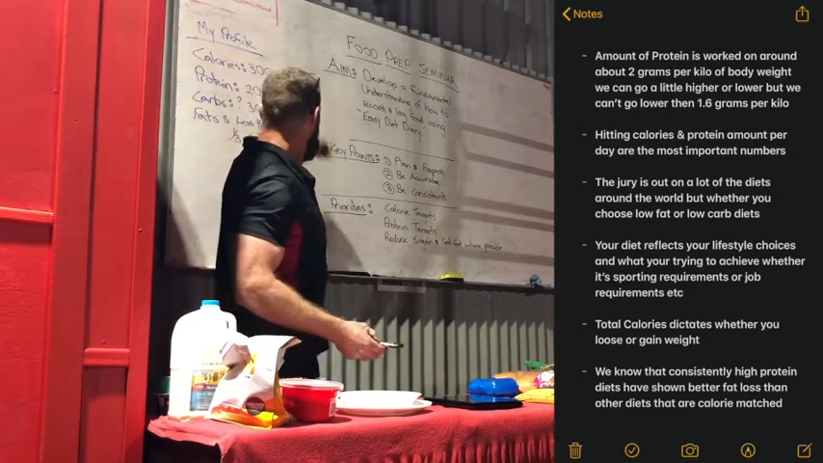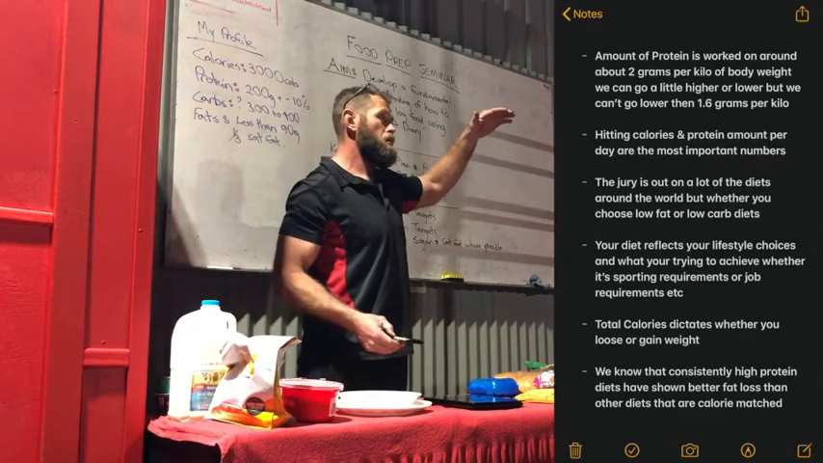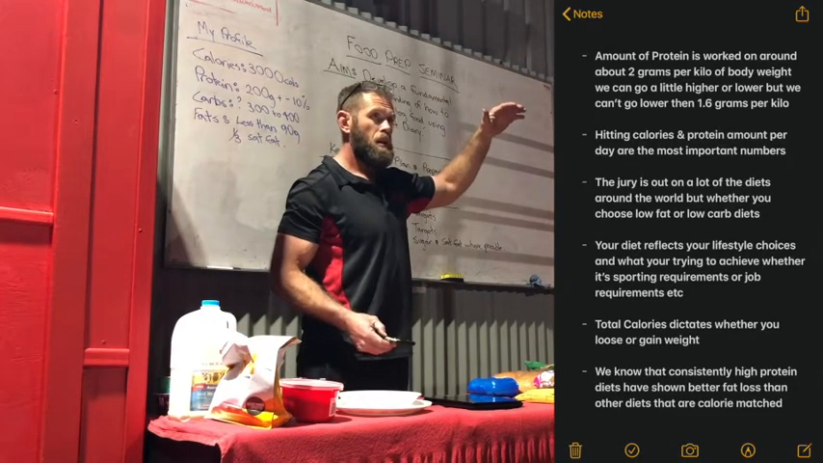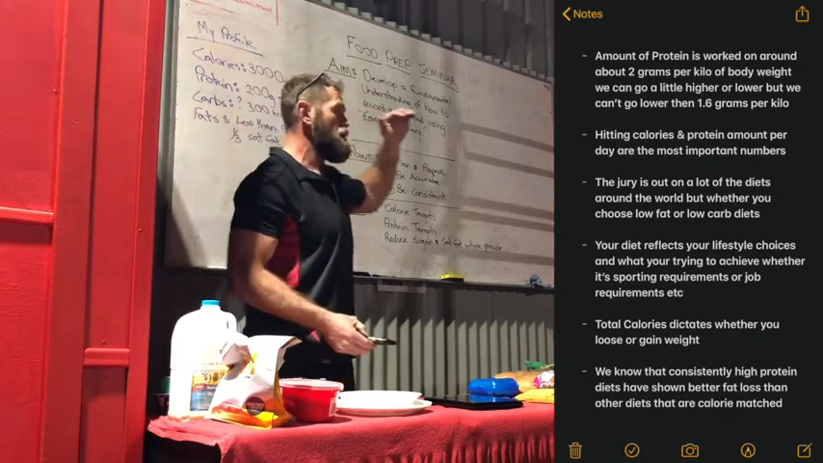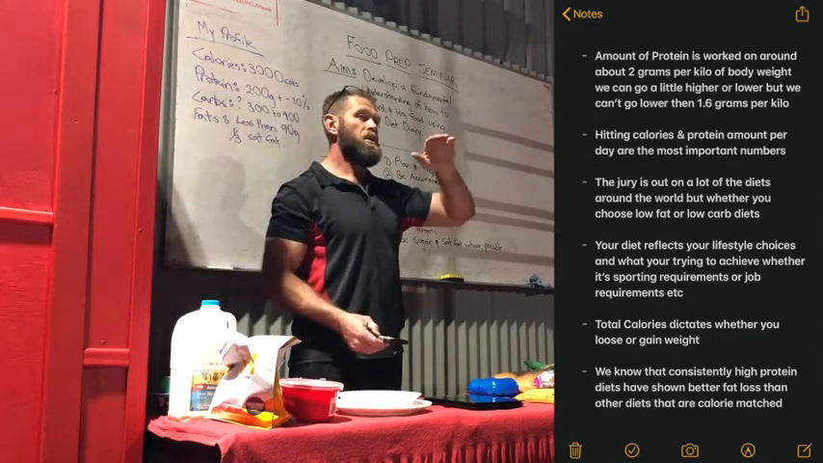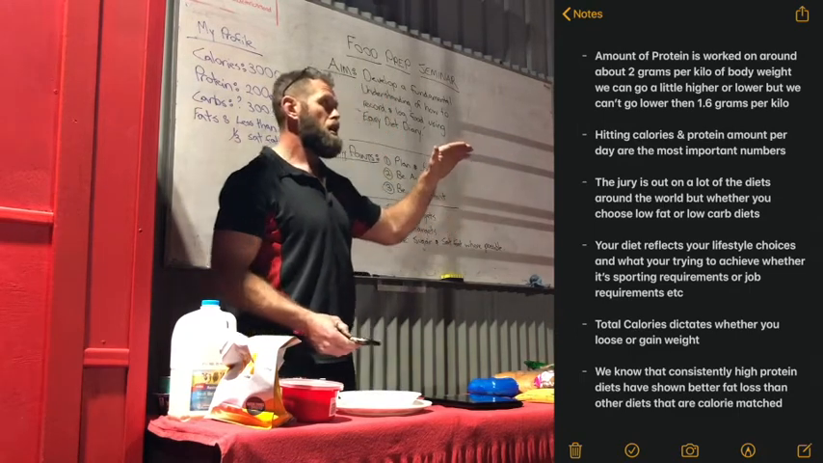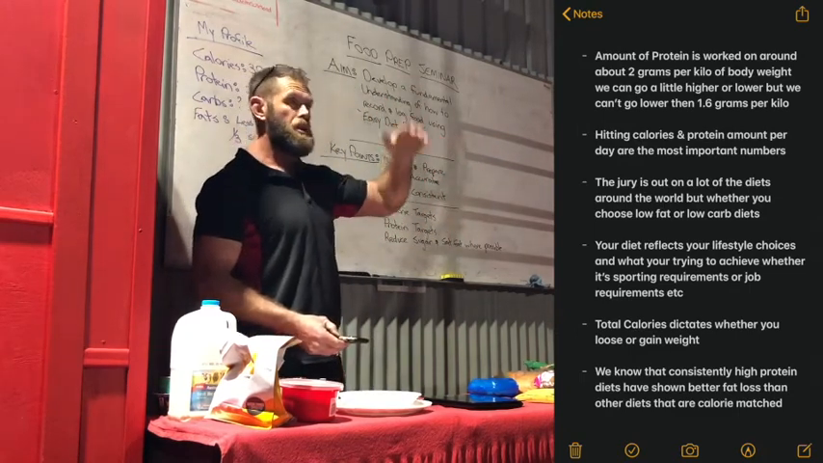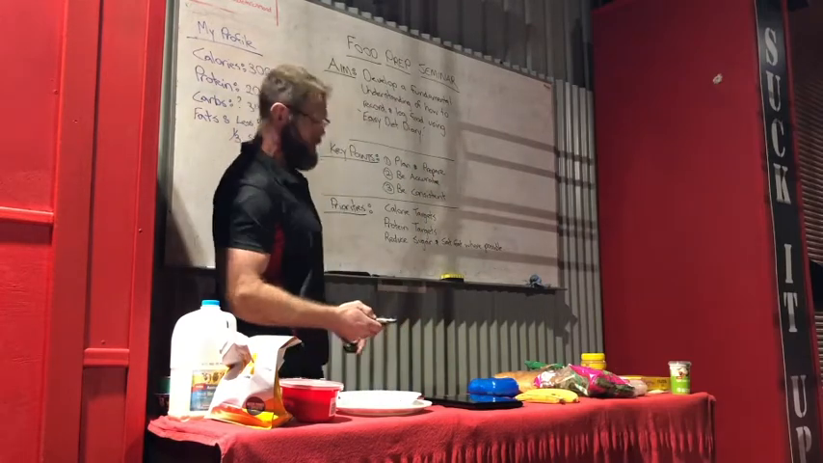So total calories is going to be the thing that dictates whether you lose or gain weight. A subset of that is going to be your macronutrient breakdown, and we know that consistently high protein diets have shown better fat loss than other diets that are calorie matched. So I've got 3,000 calories. I'm going to look at my breakfast to start off with.